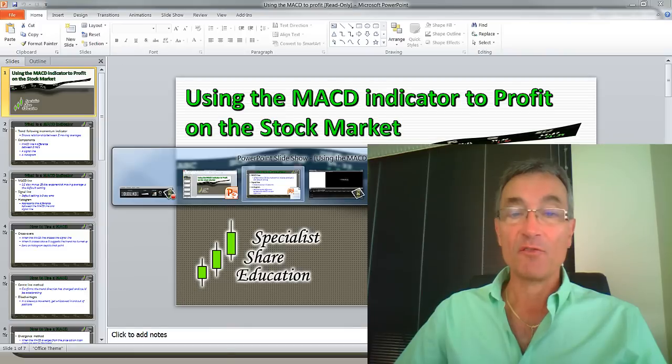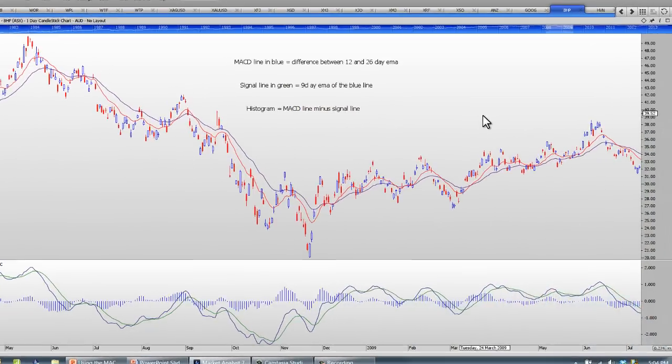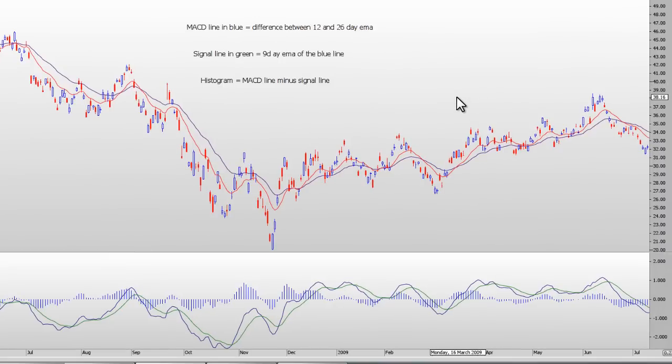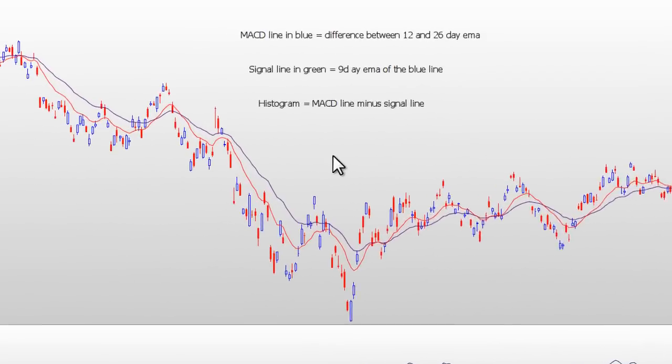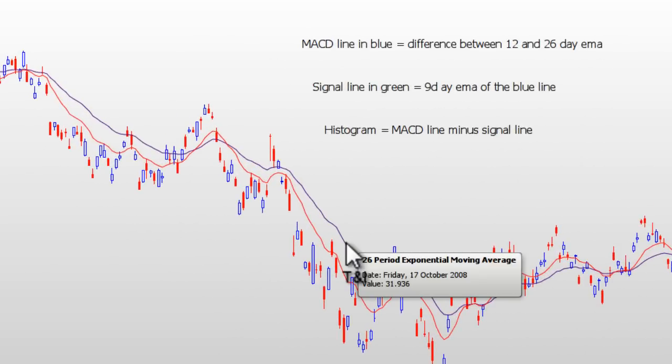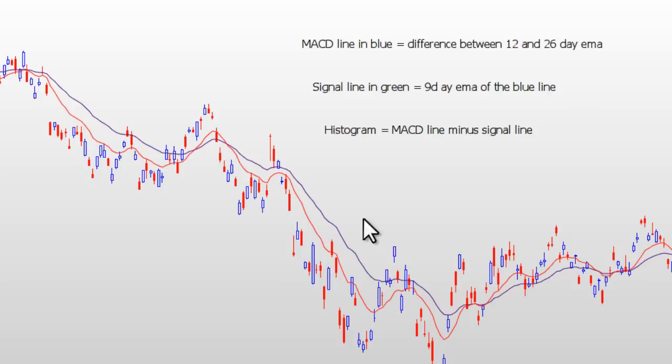So let's take a look at this in real time. So we'll look at BHP, and we'll go back to a really interesting period just coming out of the GFC. So look first of all at the price chart in the top part of the screen, and you'll notice that there are two moving average lines. One in purple is the 26-day moving average tracking the price, and the one in red is the 12-day exponential moving average. And you notice that from time to time those two lines cross over.